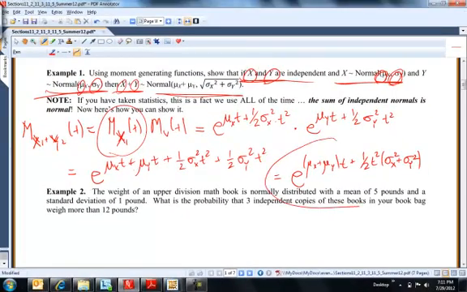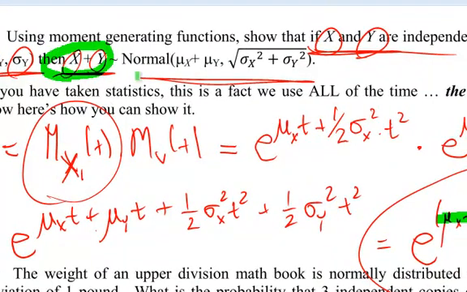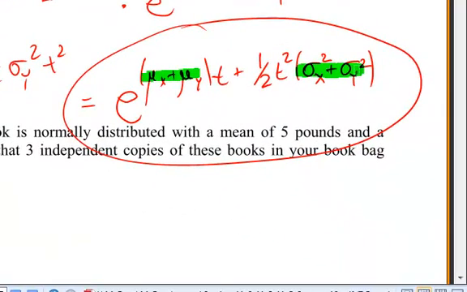So we recognize this as the moment generating function for a normal, where this is my mean and this is my variance. What we've just shown is that when I add two normals, I get a normal, with the new mean as the sum of the means and the new standard deviation as the square root of the sum of the variances. This is my new variance, so the standard deviation would be the square root of that.